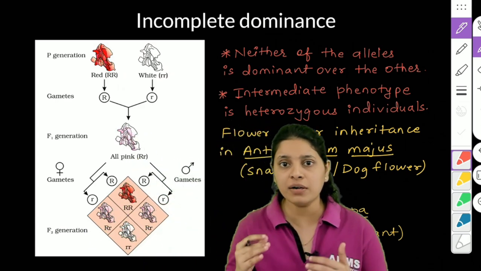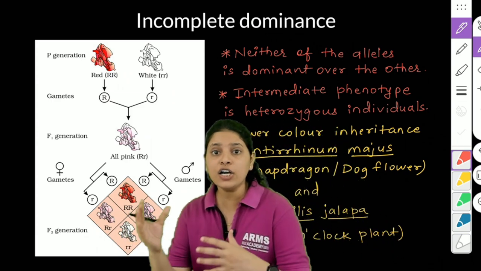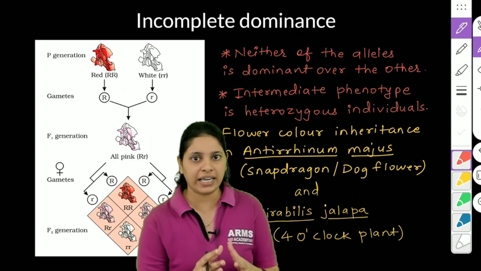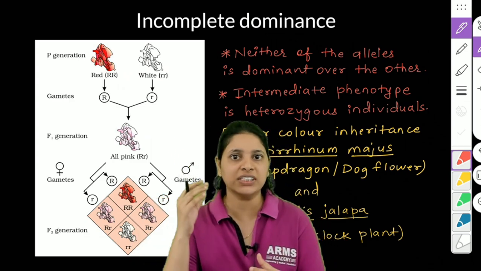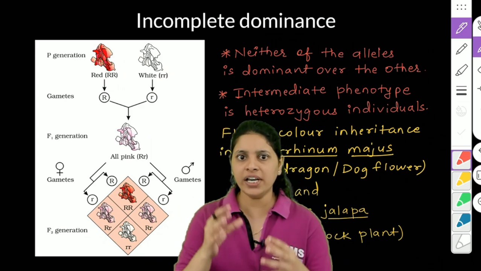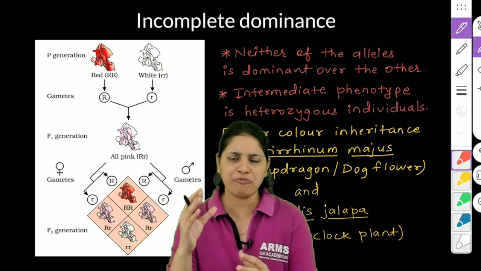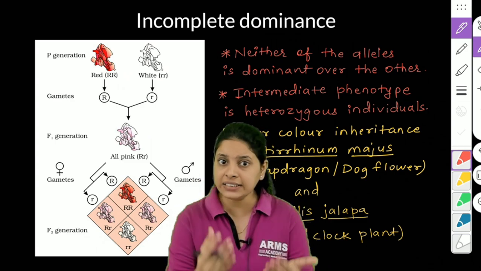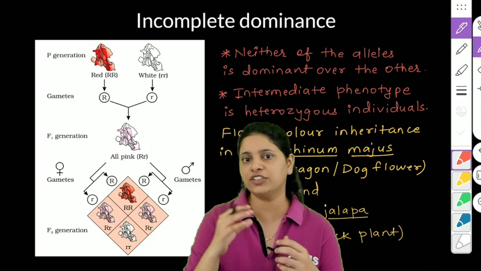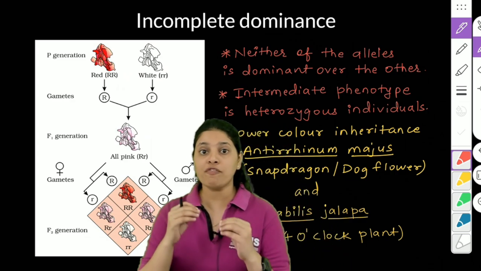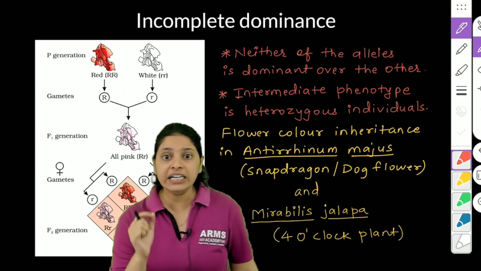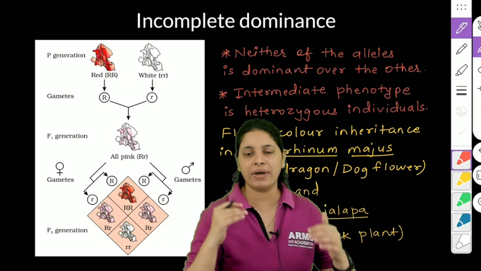In case of incomplete dominance, we see that neither of the alleles is dominant over the other. So if we take an example, if we have a gene with two alternative forms, capital R and small r, then according to the law of dominance, only one copy, like the capital R, should have been completely dominant. But in this case, that is of incomplete dominance, we see that neither of the alleles is dominating, and hence in case of hybrid condition, that is genotype capital R small r, we get an intermediate phenotype between the two parental characters.